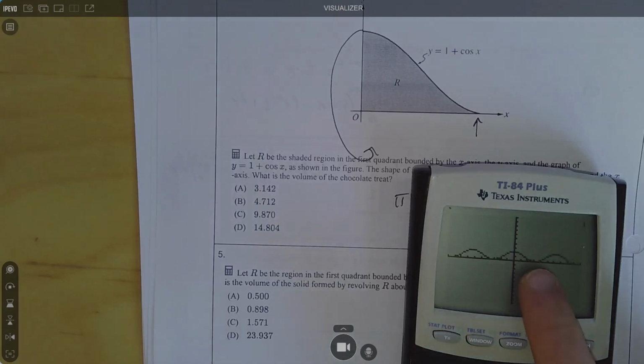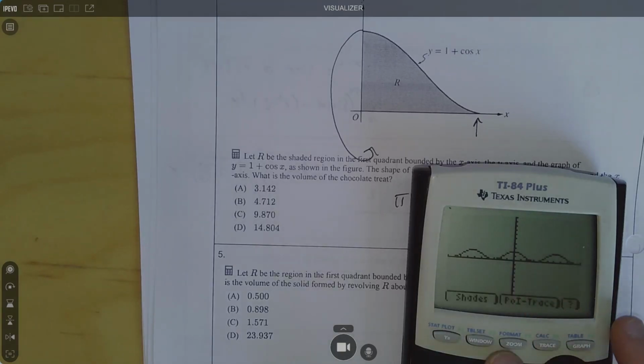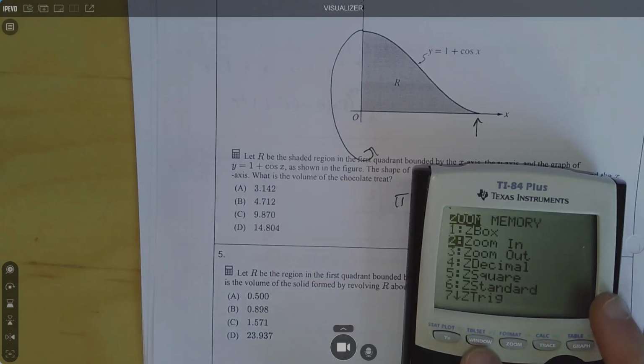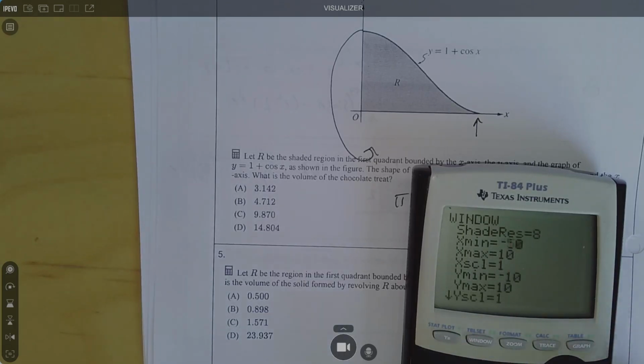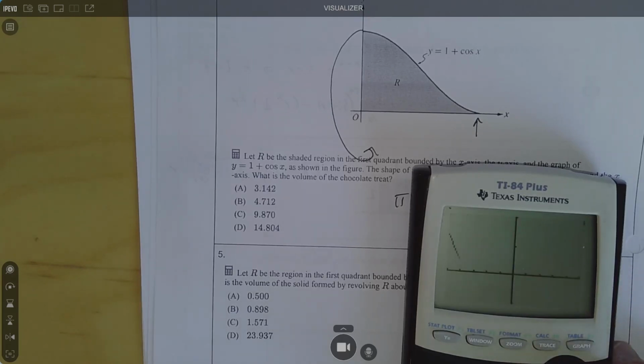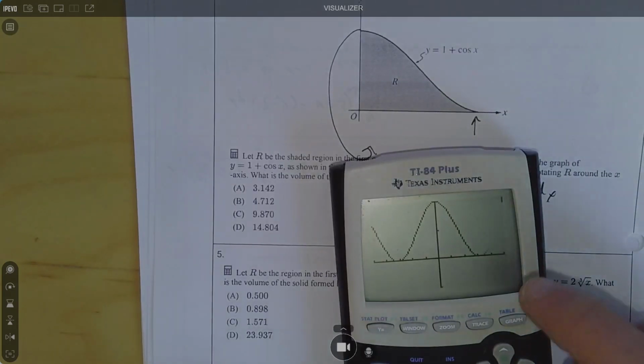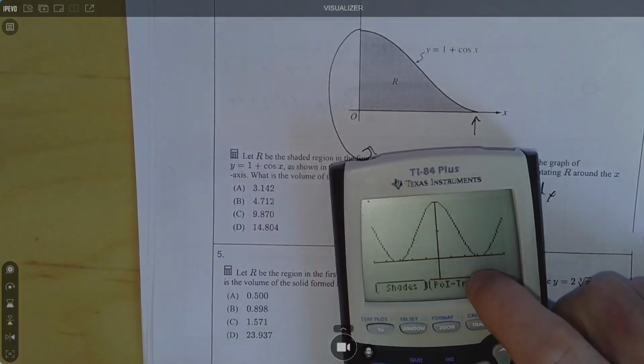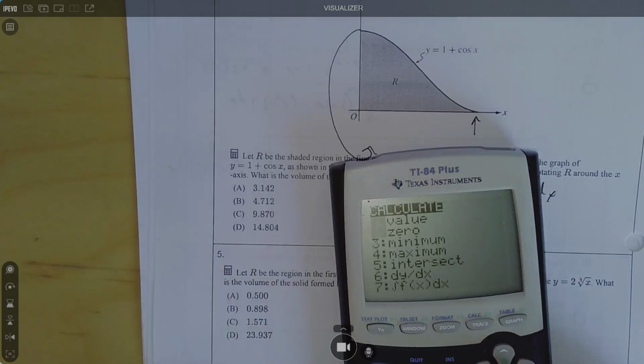So we need this point right here. I can zoom in a little bit, or change the window. Let's do it from -5 to 5, and maybe -1 to 2, to give us a clearer picture. So the region R is basically from here to here. That's R. So we can calculate the zero.